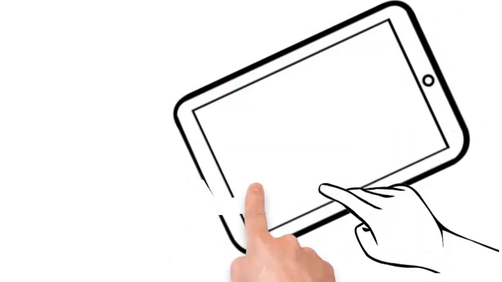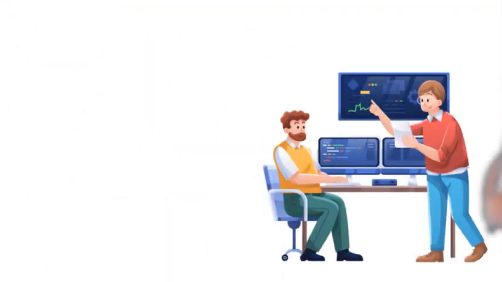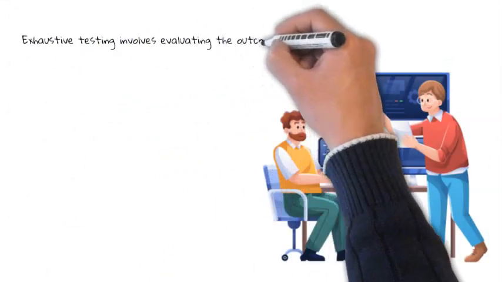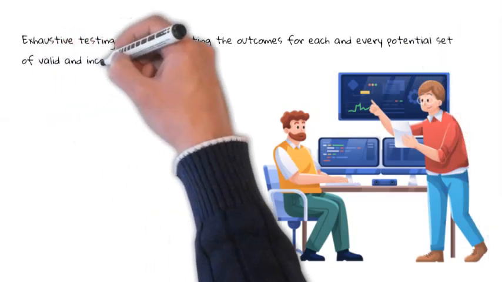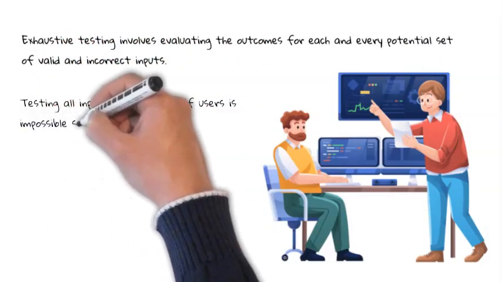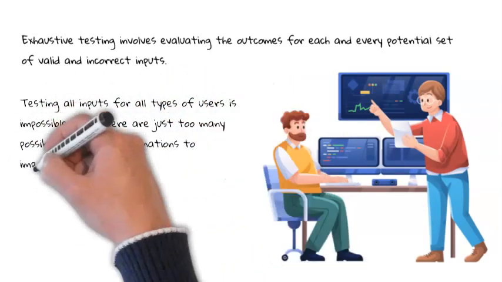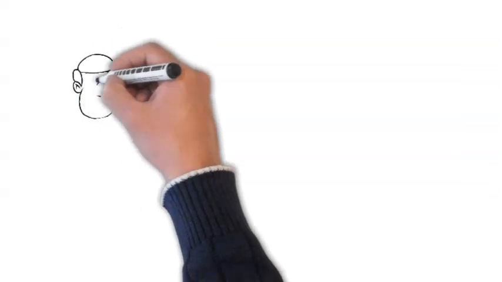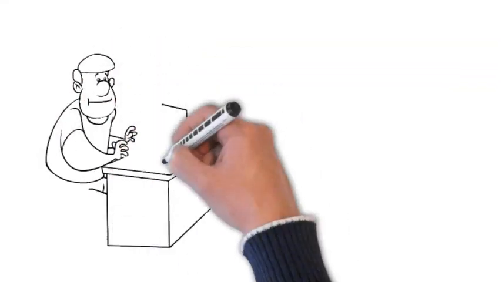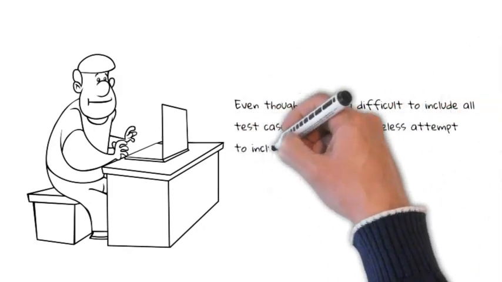The principle 2 effectively says that exhaustive testing is not possible. It involves evaluating the output for every valid and invalid set of inputs. Testing for every combination of input or for every user is impossible, as there are just too many test cases to implement. Even though it is difficult to include all test cases, the tester nevertheless attempts to include as many as they can.